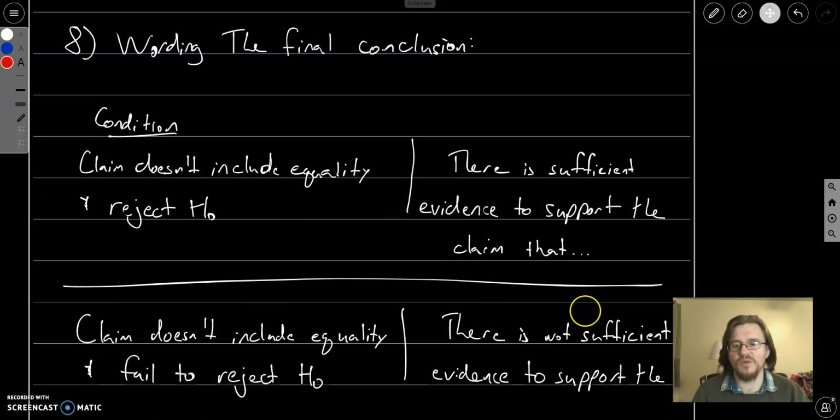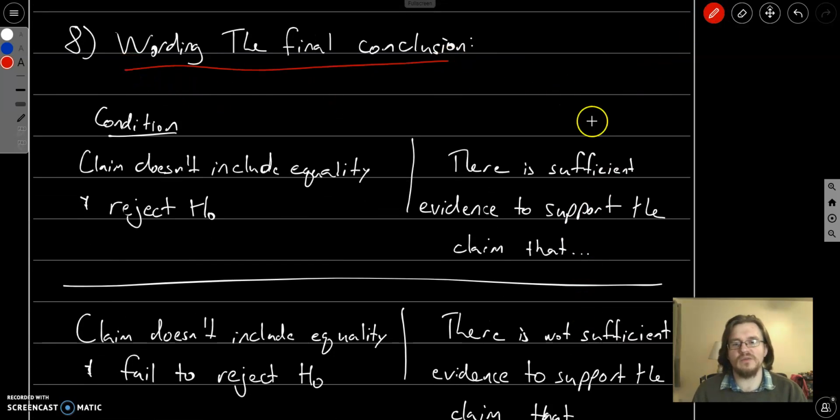Now, wording the final conclusion. This was something that we mentioned a while back, in that we want to phrase things in a way that is going to be clear for someone who's not versed in, say, statistics, to be able to read. So there's a couple different scenarios. Either we reject the hypothesis or we fail to reject the hypothesis. And the null hypothesis is the hypothesis that includes equality. So our original claim could be the null hypothesis, as in it could include equality in there, or it might not include equality.